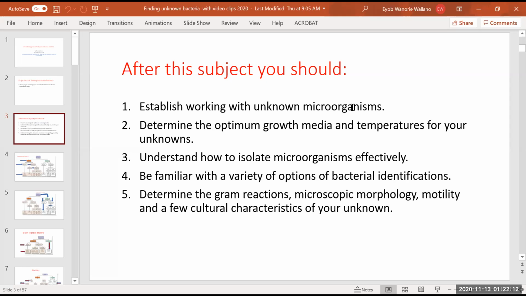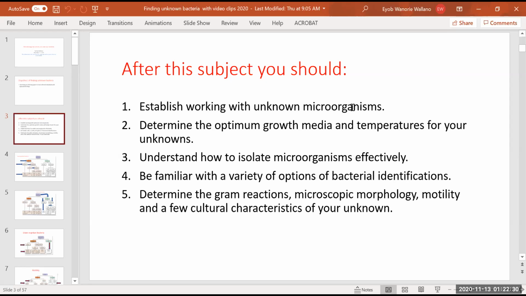Motility. We are going to focus on motility, especially by stabbing the gel. We are not going to focus more on wet mount. No, not this much. We don't do wet mount this much in the laboratory. So, cultural characteristics, which we are going to grow in the fermentative process.